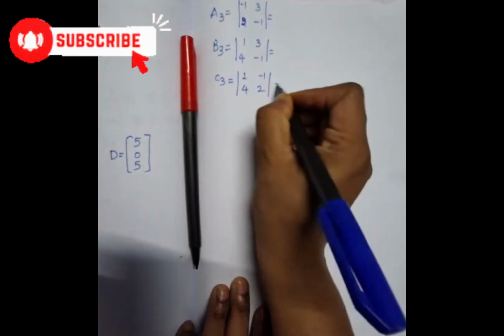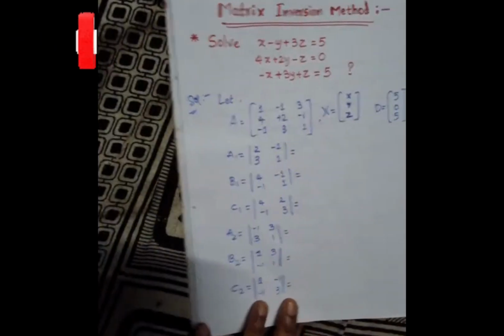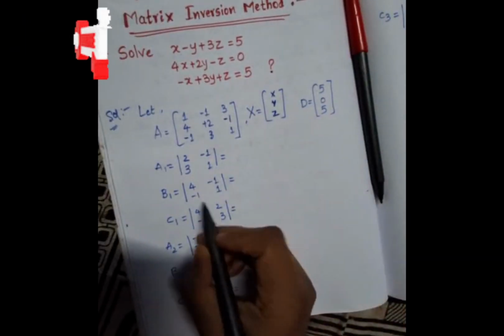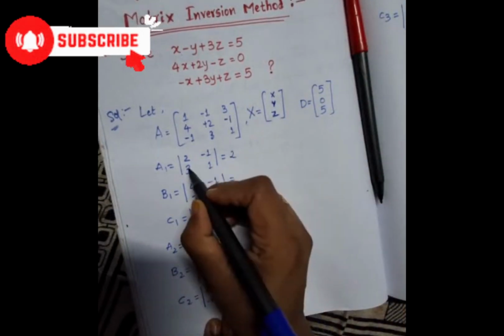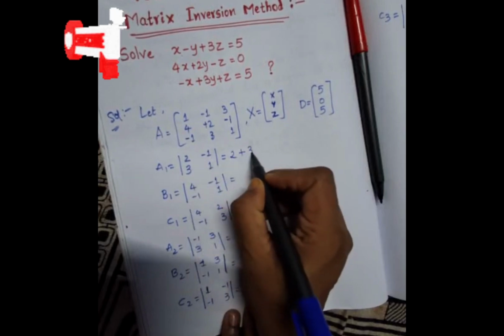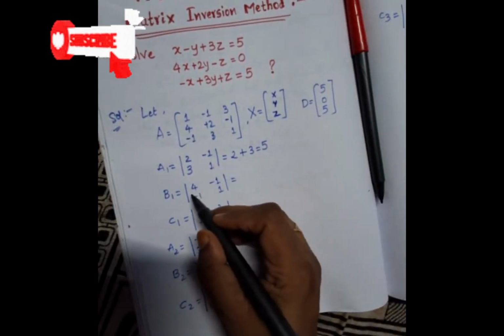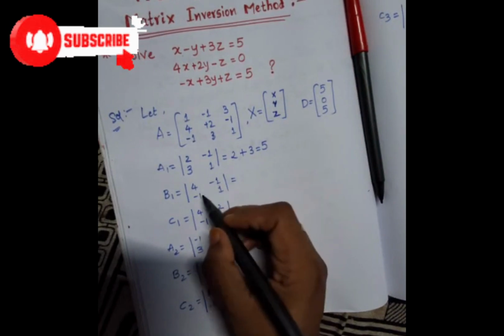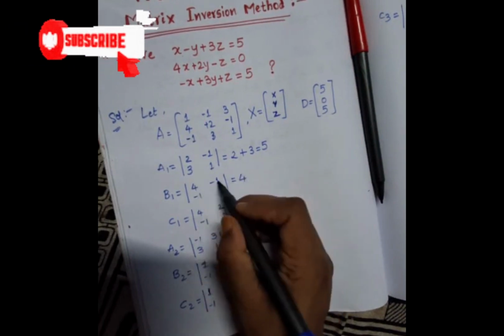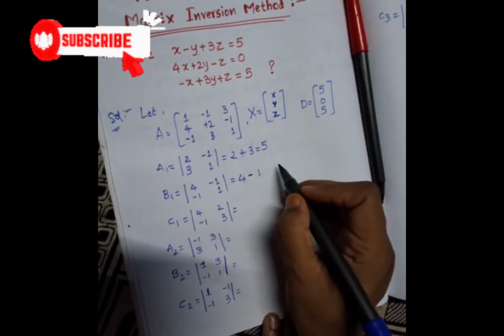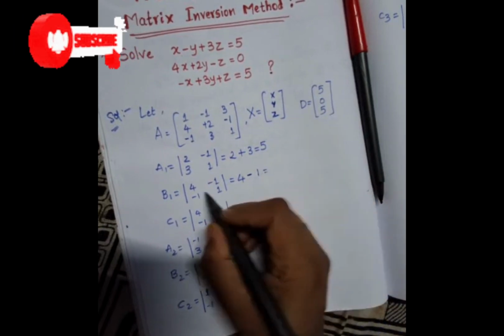Now we have to find the 2 by 2 matrix determinants. The formula for the determinant is AD minus BC. So 2 ones are 2, minus of minus 3 plus 3 is 5. Then 4 ones are 4, minus into minus plus, plus into minus, minus 1. That is how much? 4 ones are 4.